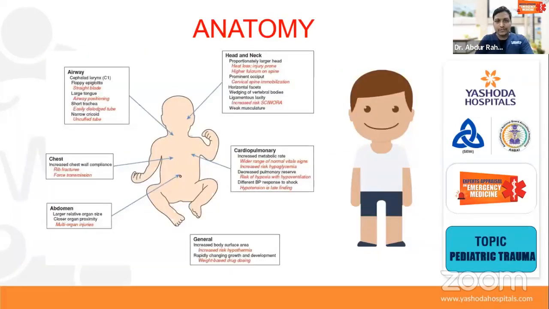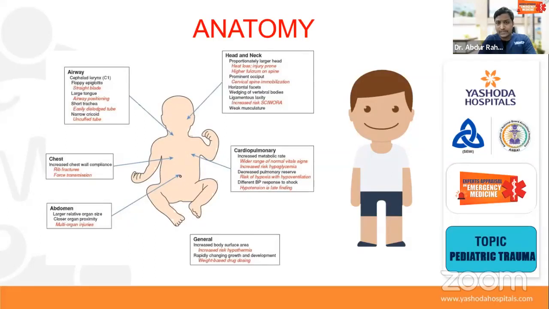And coming to the basic anatomical considerations to be kept in mind while considering pediatric trauma. Coming to head and neck, the pediatric population have a proportionately larger head. Because of that, they are more injury prone and more prone to heat loss. There is also a higher fulcrum on the spine. And because of the prominent occiput, cervical spine immobilization becomes difficult and there will be malalignment of the airway.